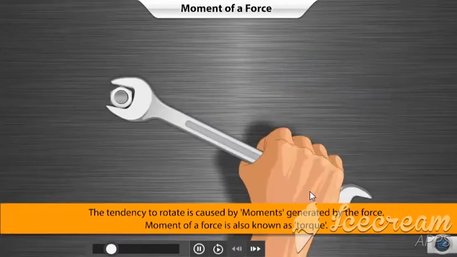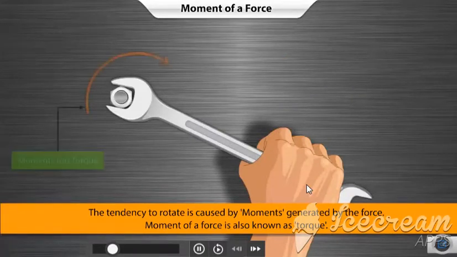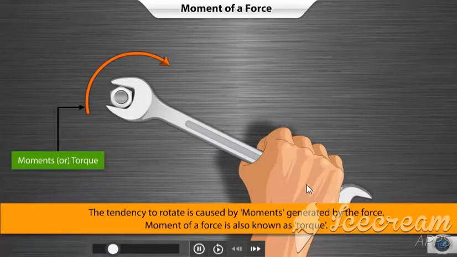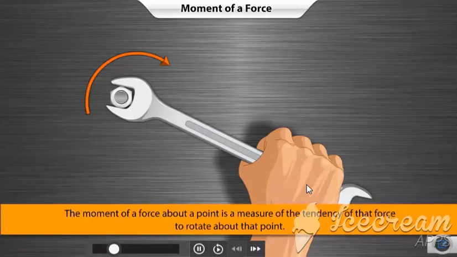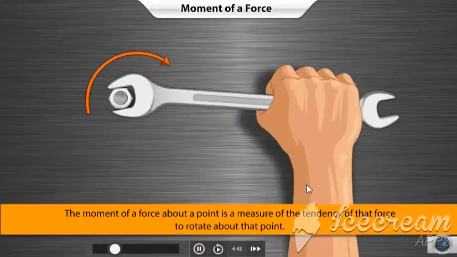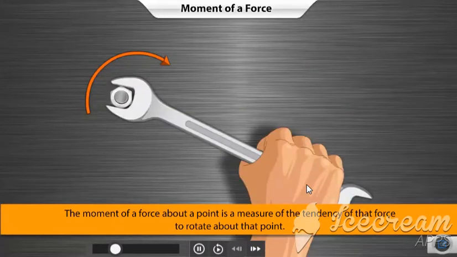The tendency to rotate is caused by moments generated by the force. Moment of a force is also known as torque. Thus, the moment of a force about a point is a measure of the tendency of that force to rotate about that point.